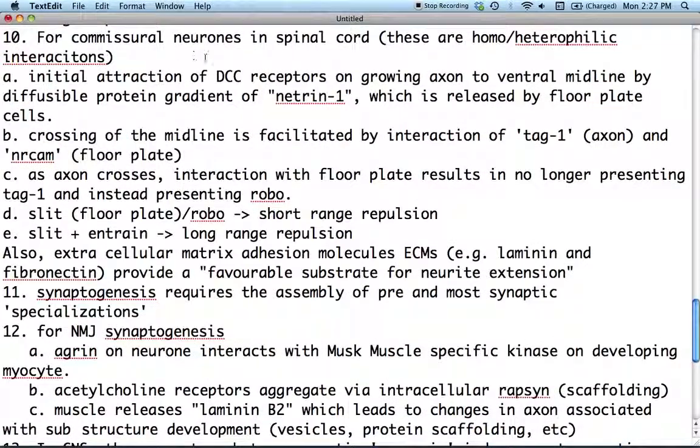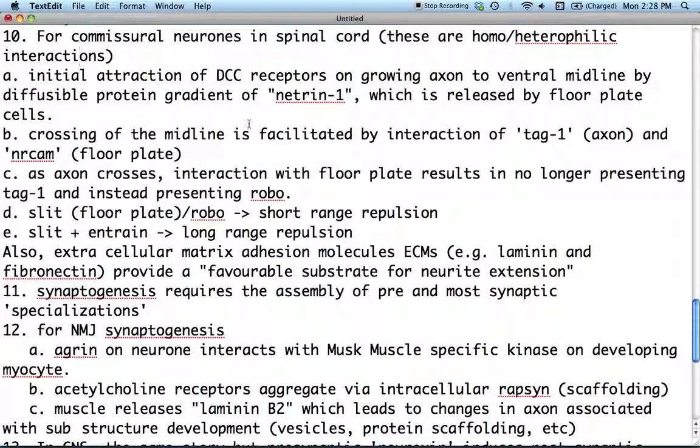Okay, for commissural neurons in the spinal cord, there's going to be both homophilic and heterophilic interactions happening here. There's a bunch of different proteins, and so I made just like this little point-by-point way of thinking about them.